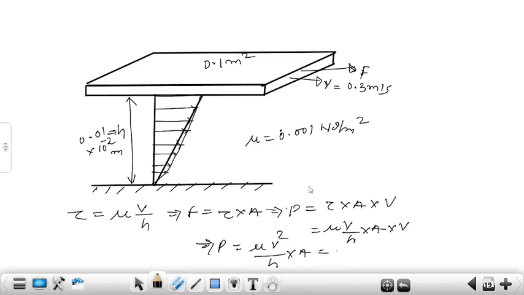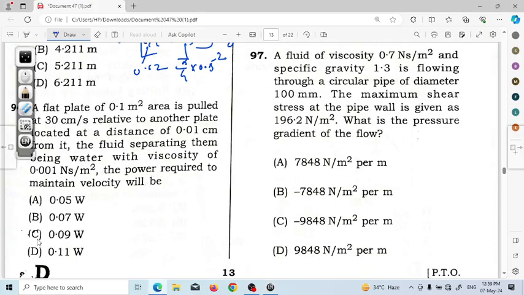Putting all the values, mu is given 0.001, velocity given 0.3 square, and area is equal to 0.1 meter square, and h given 0.01, that is 10 to the power minus 2 meter. So by calculating the above, we can get the power required is 0.09. So option C is the correct answer.